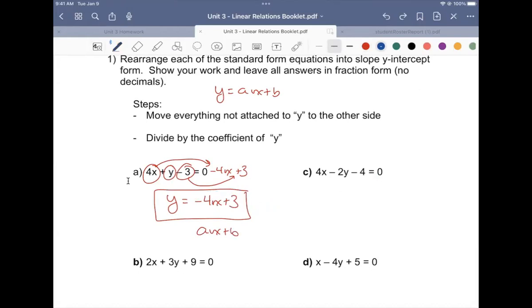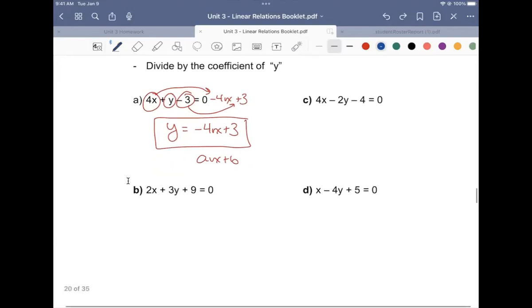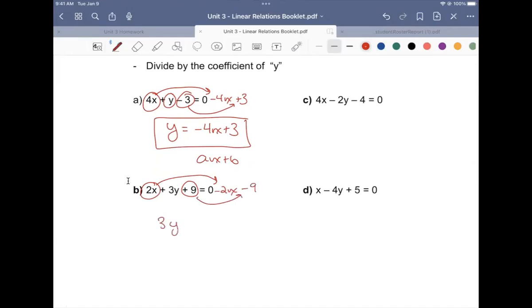Awesome. And now if we move on to the second example for b, I'm going to do the same thing. I want to bring my 2x and my positive 9 over. So I'm going to bring this over to become negative 2x. I'm going to bring this over to become negative 9, and I will get 3y is equal to negative 2x minus 9. Now this one has the additional step of I have a coefficient in front of y and I want to get rid of that. So remember, to get rid of it, we're going to divide that side by 3. Whatever I do to one side, I must do to the other.